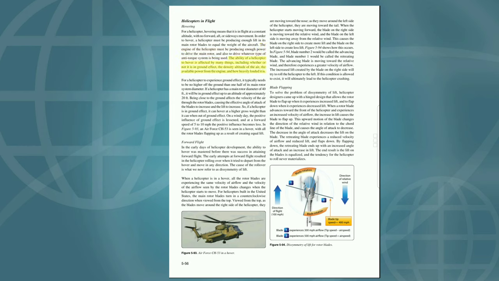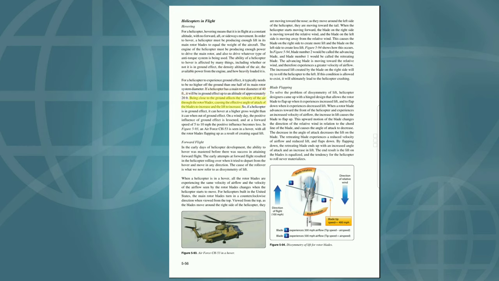The ability of a helicopter to hover is affected by many things, including whether or not it is in ground effect, the density altitude of the air, the available power from the engine, and how heavily loaded it is. For a helicopter to experience ground effect, it typically needs to be no higher off the ground than one half of its main rotor system diameter. If a helicopter has a main rotor diameter of 40 foot, it will be in ground effect up to an altitude of approximately 20 foot.